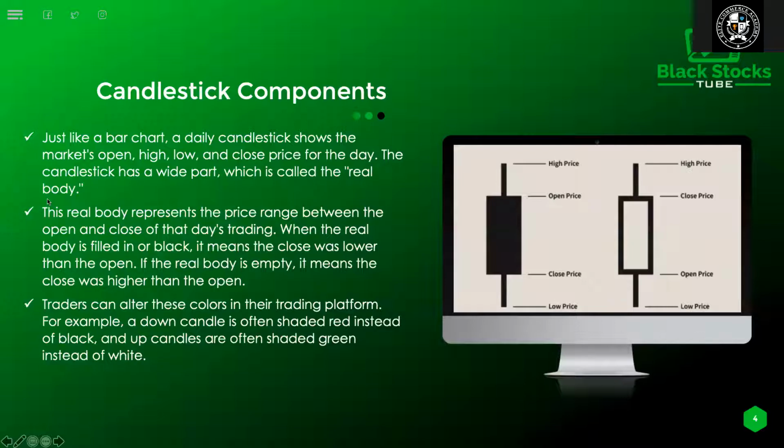All right. The real body represents the price range between the open and close of that day's trading. When the real body is filled in or black, it means the close was lower than the open. If the real body is empty, it means the close was higher than the open. So that all depends on how you look at your chart. You can always change the look of your chart. I'll show you how to do that. Traders can alter these colors in their trading platform. For example, a down candle is often shaded red instead of black, and up candles are often shaded green instead of white. All right, so candlestick versus bar charts. All right, we pretty much know the difference between that.